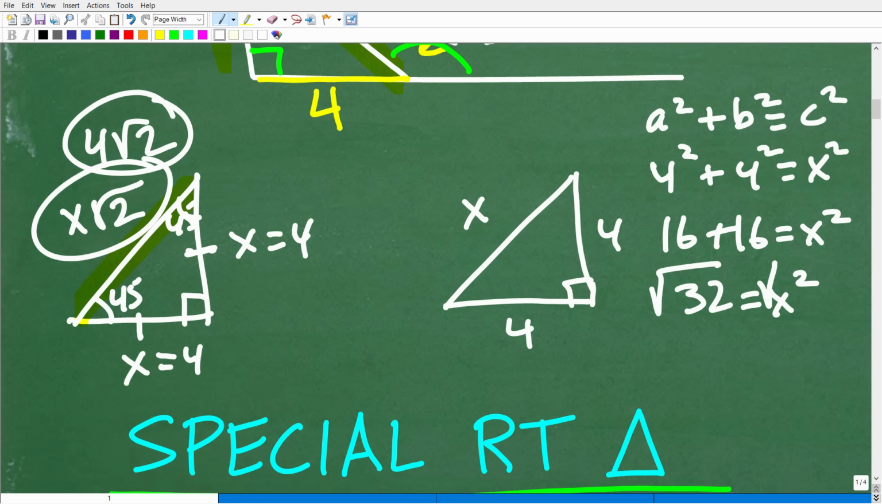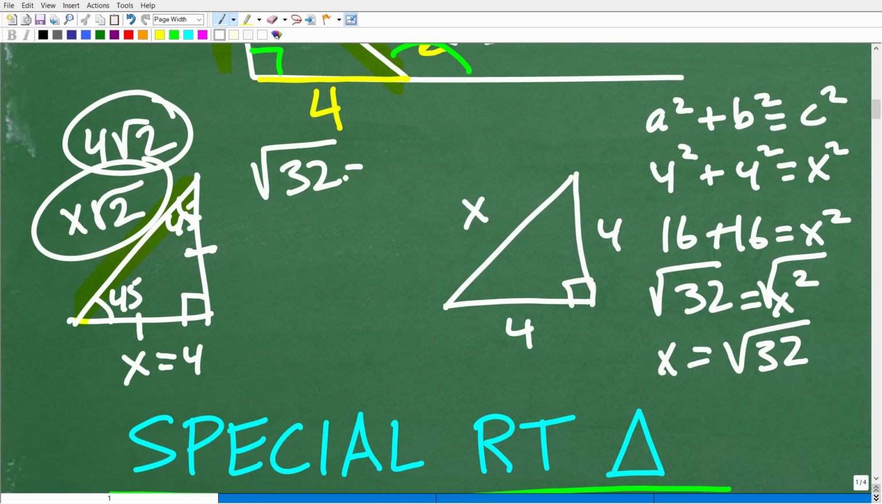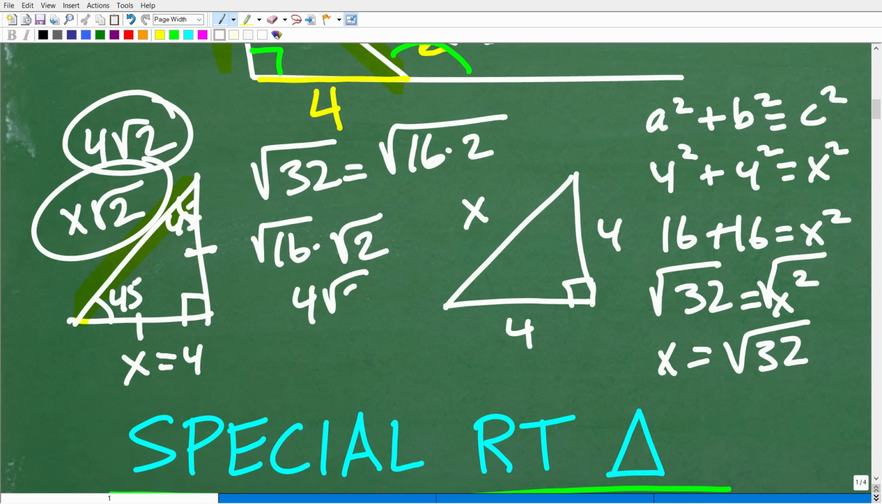We'll take the square root of both sides, so x will be equal to the square root of 32. And of course, I know that you're up to speed on simplifying radicals. Matter of fact, I'll do this over here. The square root of 32 is equal to the square root of 16 times 2. So the square root of 16 times the square root of 2. Square root of 16 is 4, so 4 square root of 2. And there you go. See, I'm doing this math in real time.